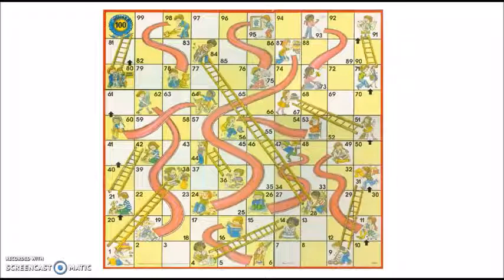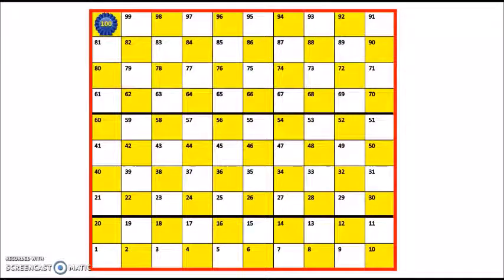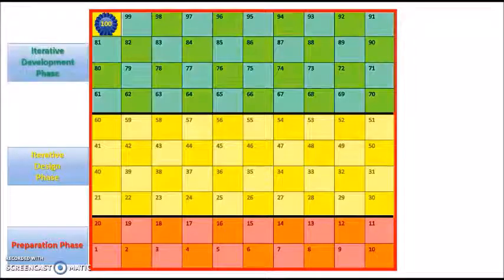The SAM model is similar in many ways to the beloved childhood game of Chutes and Ladders. Imagining the 1 square as the start of the process and the 100 square as the final rollout, the board can be divided into the preparation, iterative design, and iterative development phases. The preparation phase only takes 2 rows because it is significantly shorter than the other 2 phases.